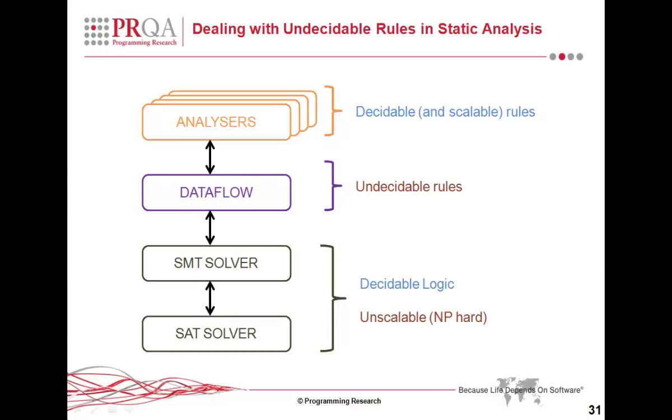SAT solvers are about solving the problem of Boolean satisfiability. So if you've got a Boolean expression composed of a number of Boolean variables, it's easy, if you know the value of the variables, to know what the value of the expression is. But if you ask the question, can I give the variables certain values for which the expression is true, or for which the expression is false, that is a very hard and unscalable problem to solve.